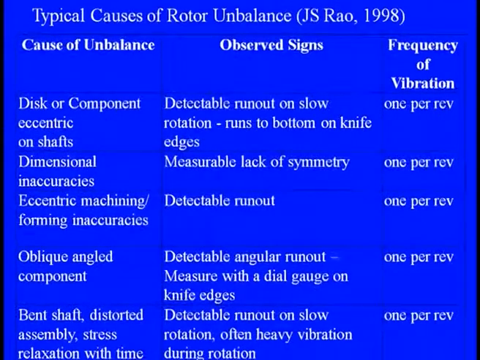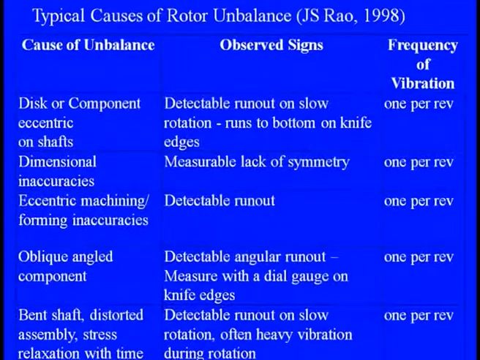You see what the common causes of unbalance are, what the signs are when we look at the signature of vibration, and what the possible exciting frequencies in the spectrum are when these unbalanced features are there. First, the disc or component eccentricity on the shaft: when we put any rotor disc or component on the shaft and it has some eccentricity, it can be immediately detected because it runs out on slow rotation and rolls to the bottom on the knife edges. And in every revolution, specific exciting frequencies are there in the spectrum of vibration.